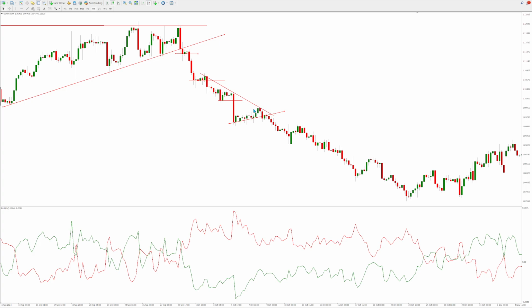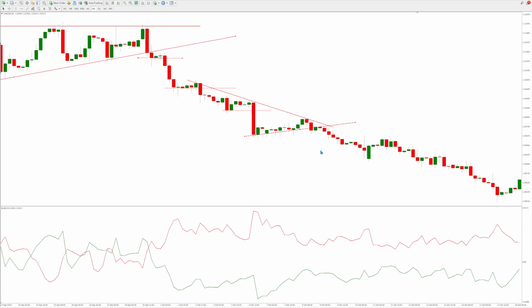Three inside down candlestick pattern. That's a bullish candle followed by a bearish candle. Just zoom in for you. A bullish candle followed by a bearish candle that covers 50% of the bullish candle's body, and another bearish candle that breaks below the low of the initial bullish candle. A very strong bearish candlestick pattern there.